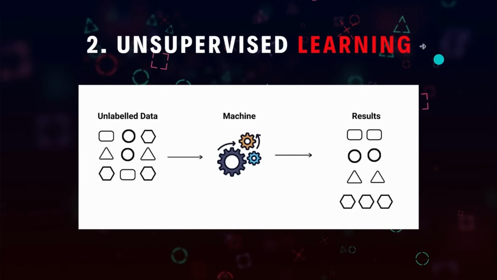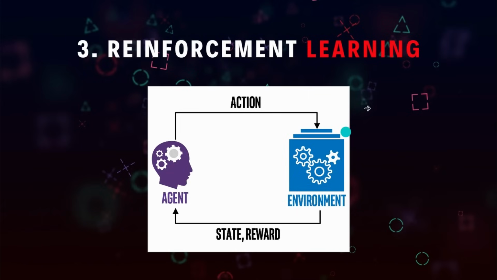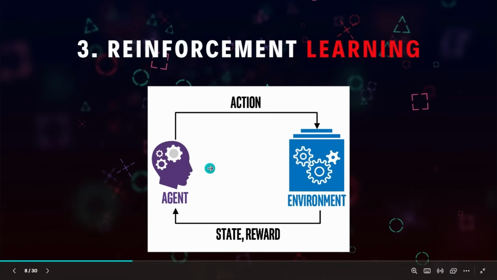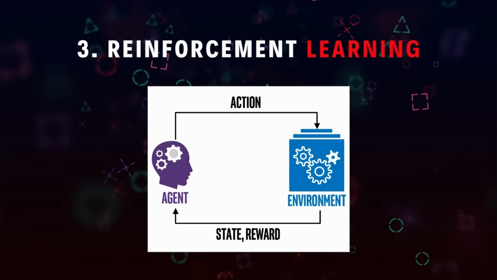In unsupervised learning we don't have any labels, so based on the differences we try to club the data together. And in reinforcement learning, we have an agent and an environment. For every action, a reward is given to the agent, so based on that value it will try to increase its efficiency. Okay, that's it about the types of machine learning.